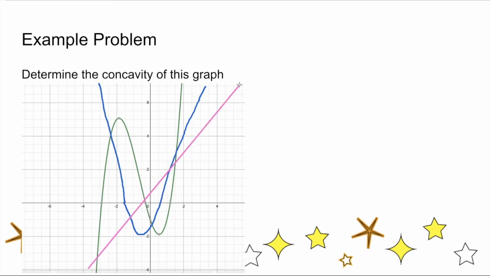All right, and now whenever we have something negative, it's concave down. And whenever we have something positive, it's concave up. So this is the point where it changes from positive to negative. So this interval right over here is concave down. And this interval right over here is concave up. All right, so this is how you determine concavity of a graph. And if you know how to graph a function, then it's very simple.